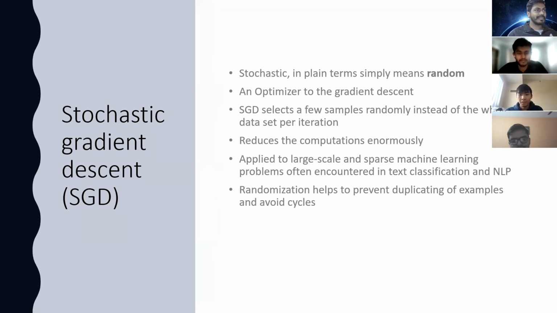Stochastic means random. SGD works as an optimizer to the gradient descent. In SGD, a few samples are selected randomly instead of the whole data set per iteration, and this reduces the computation time. It can be applied to large-scale and sparse machine learning problems often encountered in text classification and NLP. And the randomization helps to prevent duplication of examples and avoid circles.